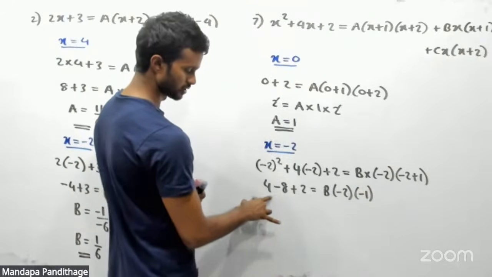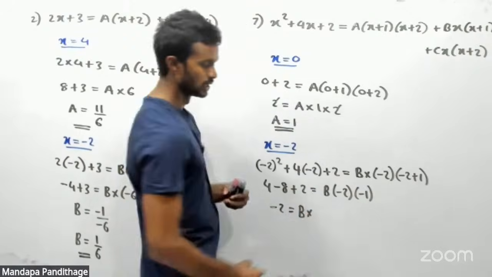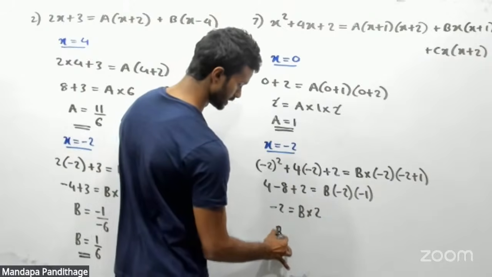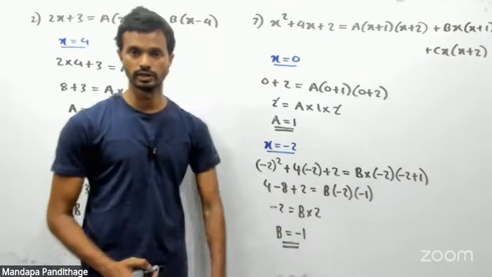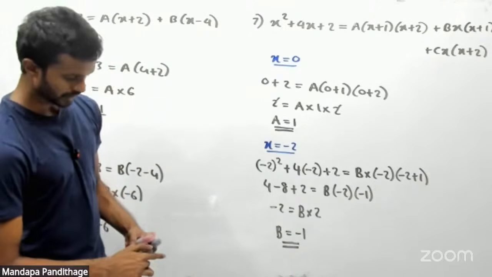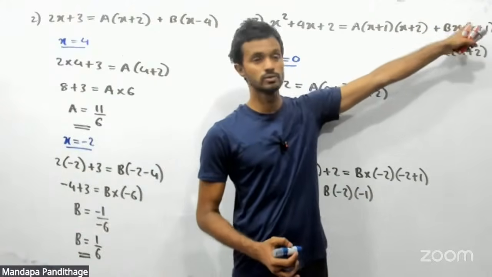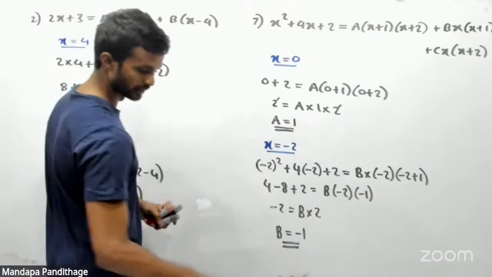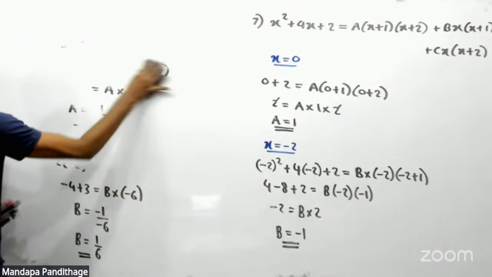So when you simplify this, how much do you get? 4 minus 8 plus 2 is equal to b into minus 2 into minus 1. So 4 minus 2 is equal to b into minus 2 into minus 1, which is plus 2. So you get b equals 1, no, b equals minus 1, because minus 2 into minus 1 is plus 2. And then to find c, you need to make these two 0. What is common? x plus 1 is common. So I substitute x equals 1.